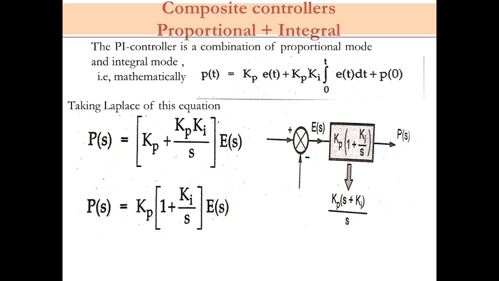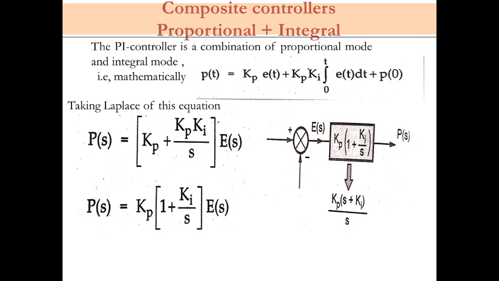Thus, to take the advantage of various modes together, the composite controllers can be classified as proportional plus integral mode, which we call the PI controller, proportional plus derivative, the PD controller, and the last one, proportional plus integral plus derivative, that is the PID controller. So to begin with the first one, the proportional plus integral controller. This is a combination of proportional mode and integral mode.